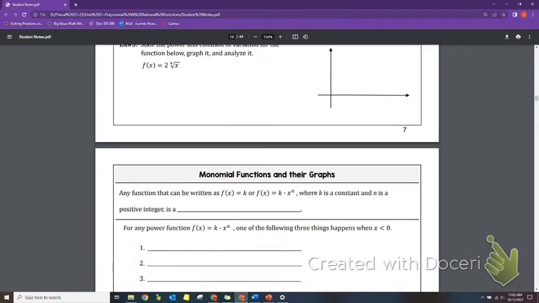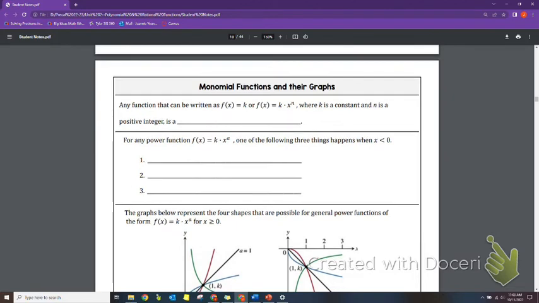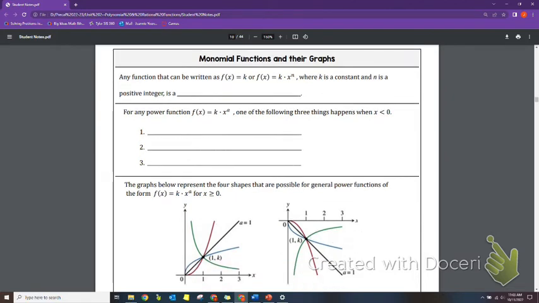All right, so talk about monomial functions and their graphs. It says any function that can be written as f of x equals k or f of x equals k times x to the n, where k is a constant and n is a positive integer, is a monomial function. Remember, monomial is just one term. So it's not going to have any plus or minus signs, okay?